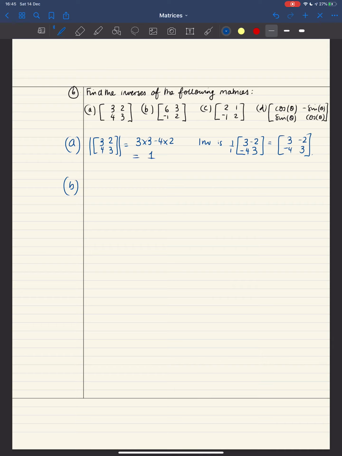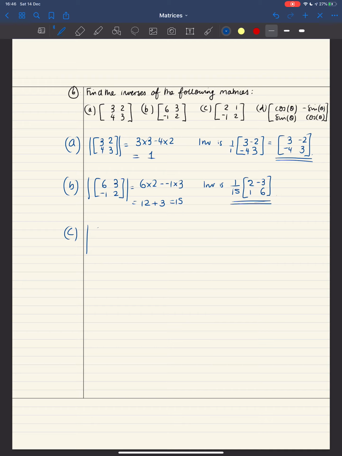B, the determinant of 6, minus 1, 3, 2 is 6 times 2 minus minus 1 times 3. So it's 12 plus 3, which is 15. The inverse is 1 over 15. Swap the first two. Change the sign of the others. And that will do as an answer there.